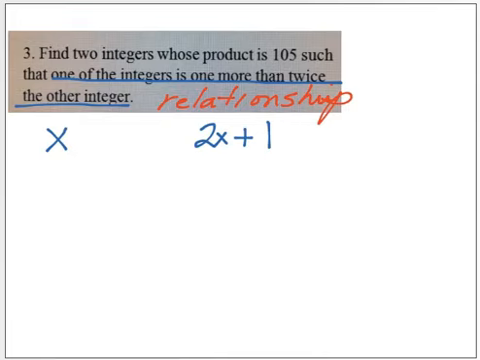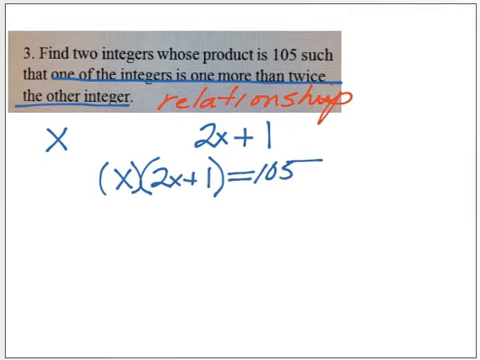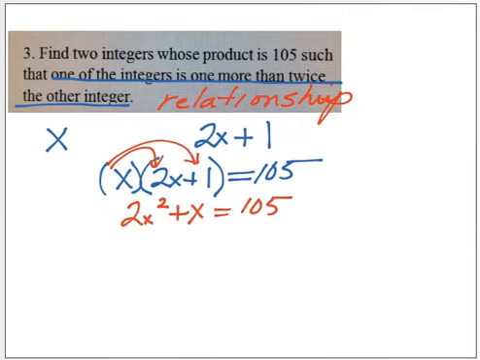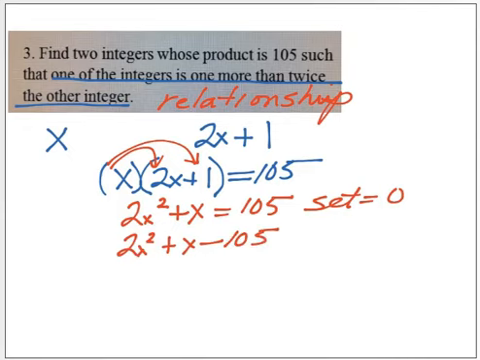So now we know that, again, this is a product, so that's x times 2x plus 1 is equal to 105. We need to get it in a format we can use. So let's distribute. So we have 2x squared plus x equals 105. We realize it's a quadratic, so we need to set it equal to 0. So this is 2x squared plus x minus 105 is equal to 0.